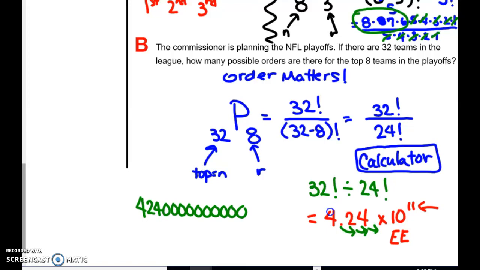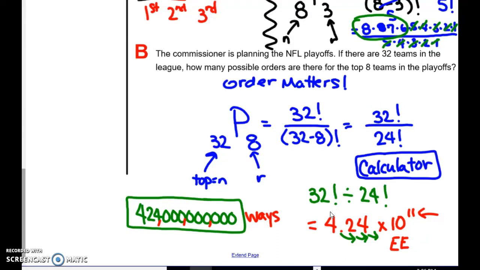Oops, I think one too many. Let me write it there. 1, 2, 3, 4, 5, 6, 7, 8, 9, 10, 11. That many ways the commissioner can order those teams. That is hundreds, thousands, millions, billions, 424 billion different ways the first 8 teams in the NFL draft, or the NFL playoffs, can be ordered.